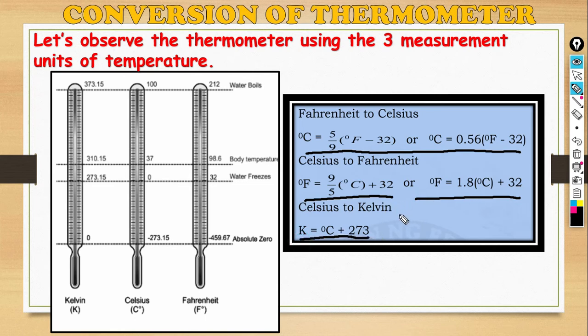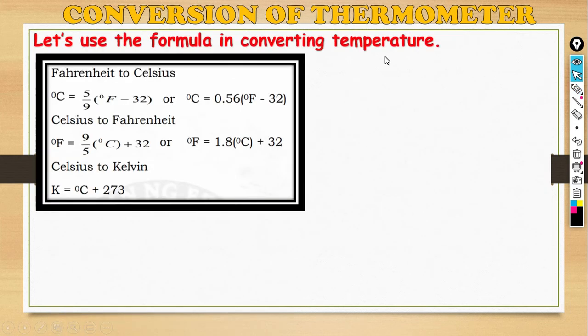So kung mapansin nyo, yung Kelvin para makuha natin, kailangan natin ng Celsius. At kung magko-convert tayo from Fahrenheit to Kelvin, kailangan ma-convert muna natin yung Fahrenheit to Celsius bago natin siya ma-convert to Kelvin kasi yun lang yung nire-refer ng formula. Let's use the formula in converting temperature.